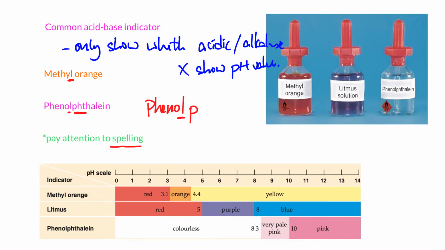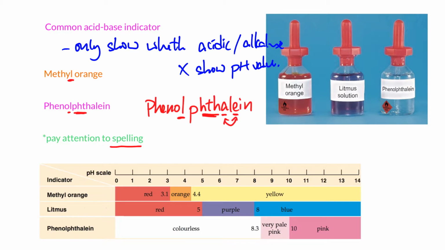P-H-E-N-O-L and P-H-T-H. The spelling of this one is quite unusual in English, and then A-L-E-I-N, and you always swap these two. Remember, spelling is very important for this part. What you need to know is the color change of the indicator. To be honest, you have to remember the color change, including the one in the middle, between the acidic state and the alkaline state.